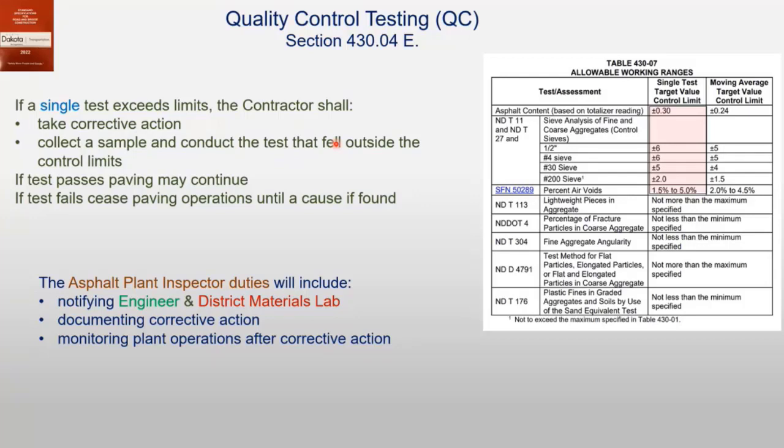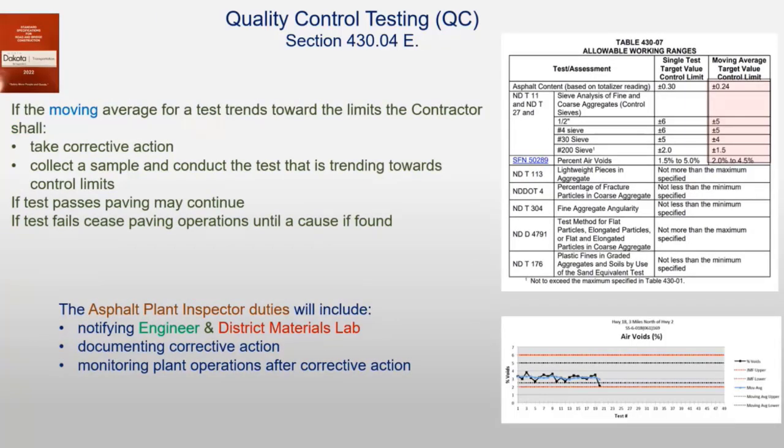And so as an inspector, we need to be notifying the engineer and the district materials lab that this is out, and then make sure we document what corrective action the contractor took, and keep monitoring things and moving forward. And hopefully things will work out there. If moving averages go out, it's pretty much the same thing. However, you don't really want to wait for them to go out. In other words, this one here says trends toward. So you want to be more proactive, as I said earlier, in trying to fix those.